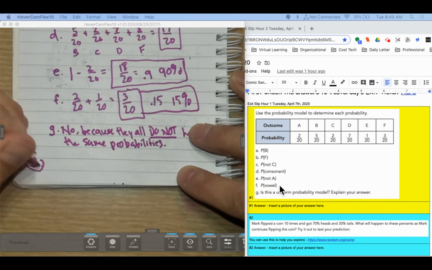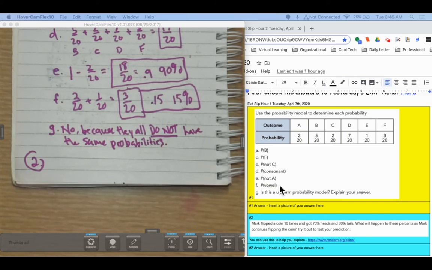Then the bottom question talks about Mark. He flipped a coin 10 times and got 70% heads and 30% tails. What will happen to these percents as Mark continues flipping the coin? Try it out to test your prediction.